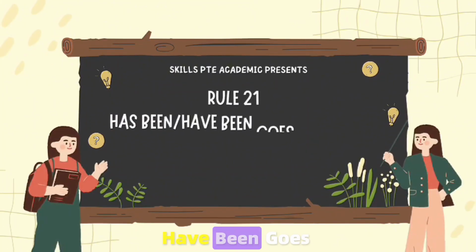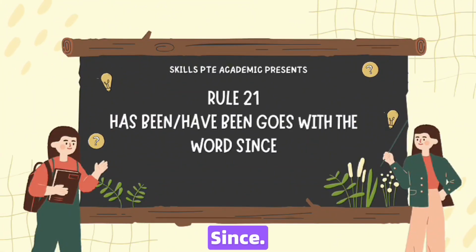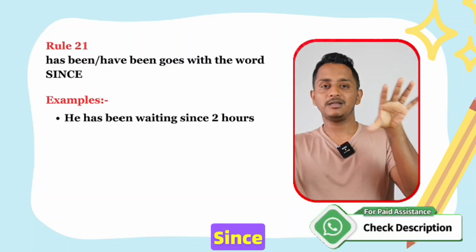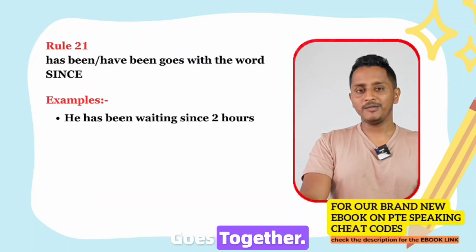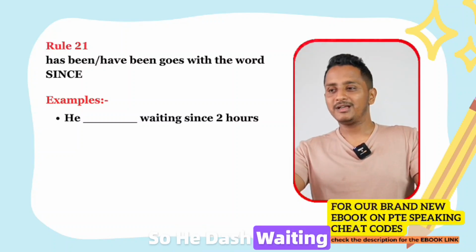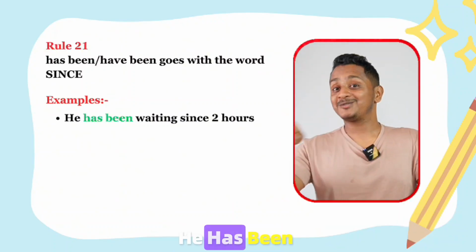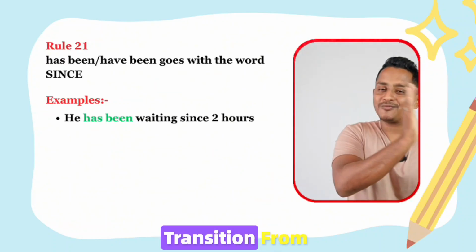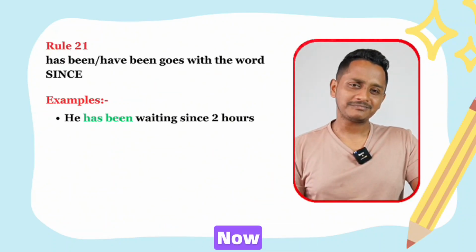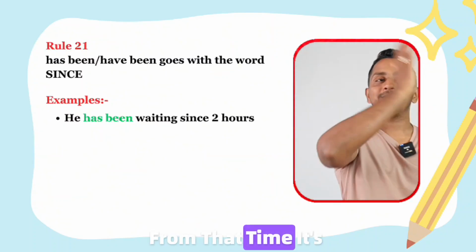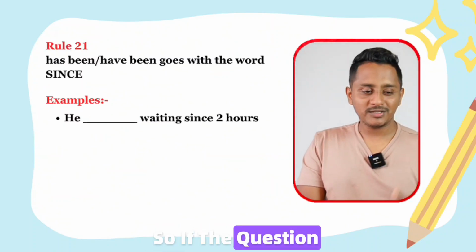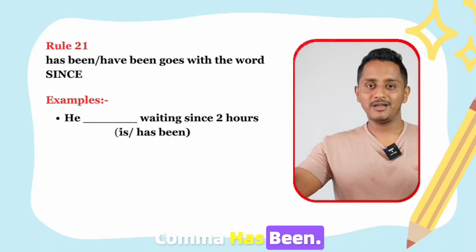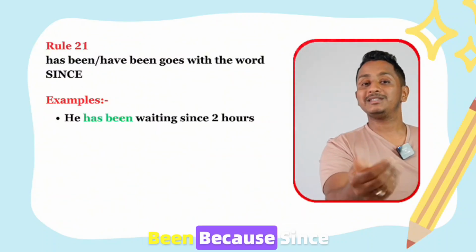Rule number 21. Has been, have been goes with the word since. He has been waiting since 2 hours. Has been, since. Have been, since usually goes together. So he dash waiting since. He is waiting, he has been waiting. Now since is there, is cannot come. Has been is the transition from past to present. Is means right now. Since means from that time, it's a transition from past to present. So if the question is he dash waiting since 2 hours, and the options are is, has been, the answer has to be has been or have been, because since is there.